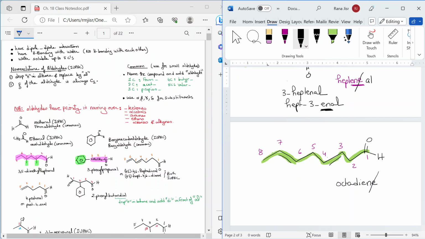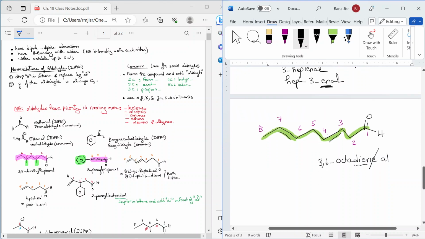So all what you need to do is drop the E and add an Al. And then number where your double bonds are. So my double bonds are on carbons 3 and on carbon number 6. So this is going to be 3,6-octadienal. Or I can insert the 3 and 6 before the di, so that is going to be an octa-3,6-dienal.